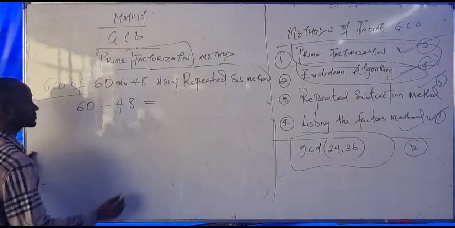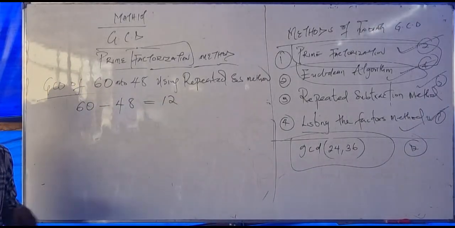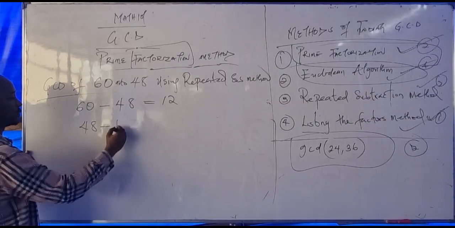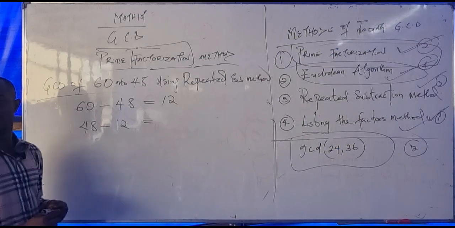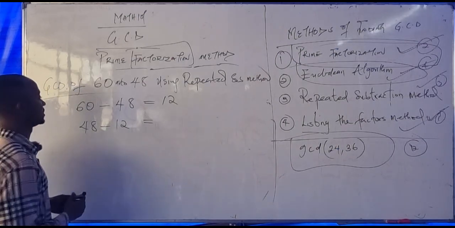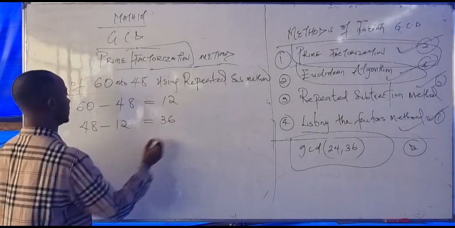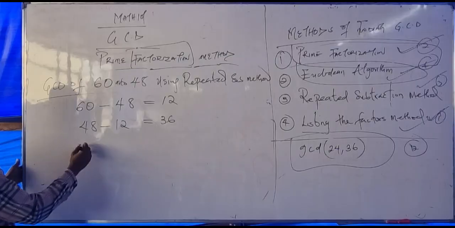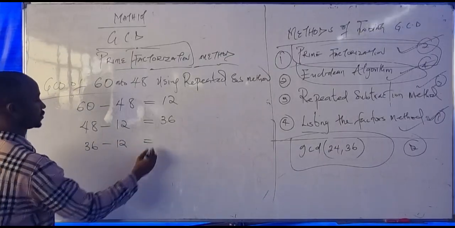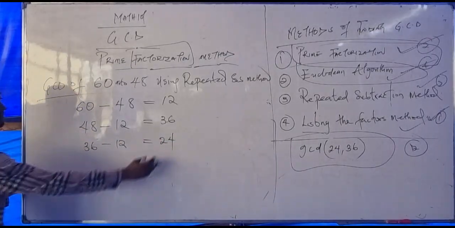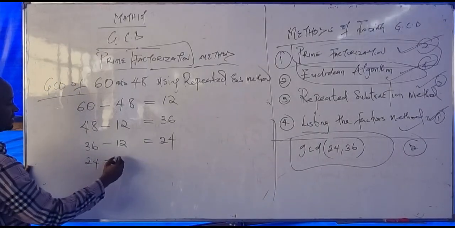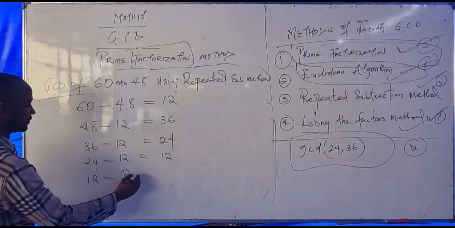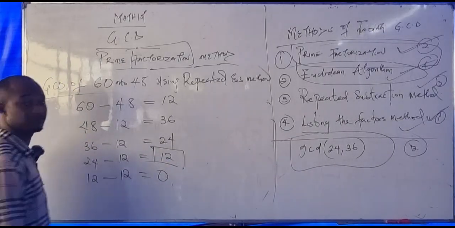And what do we have here? We have 12, right? We then ask ourselves again, between 48 and 12, which is larger? 48. I'll come again and say 48 minus 12. What do you have here? 36. What do you do again? 36 minus 12. What do you have? 24. We subtract again. 24 minus 12. What do you have? 12. 12 minus 12. What do you have? 0. Therefore, GCD is 12.